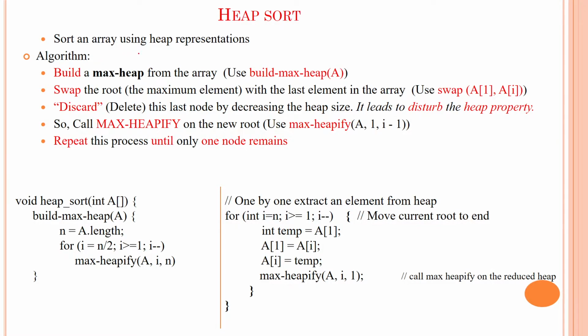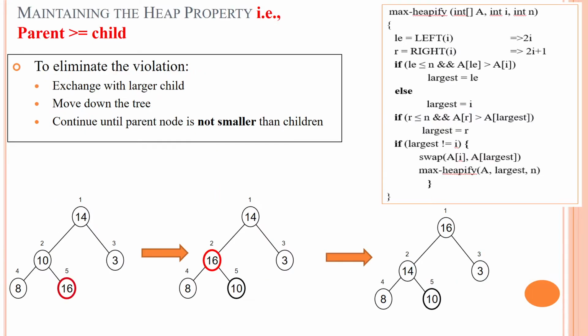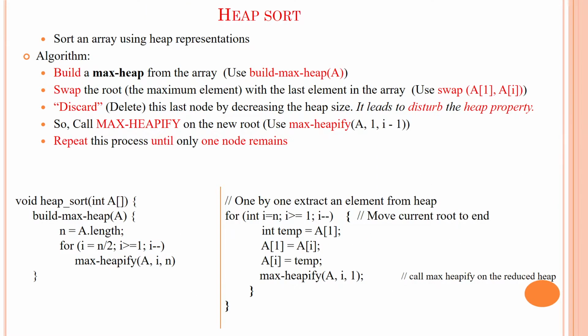Heap sorting is used to arrange the elements in descending order or ascending order. Here we have two types of heaps, max heap and min heap. Max heap is used to arrange the elements in descending order. Min heap is used to arrange the values in ascending order.